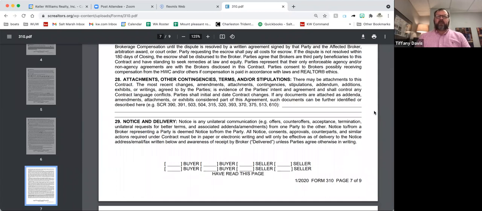Notice and delivery is basically saying notice is any unilateral communication, offers, counteroffers, etc., from one party to the other. It basically says the notice to and from a broker representing a party is deemed notice. So if I send notice to your buyer's agent that it is accepted, and he didn't tell you, but you go find something else and you say, hey, I want to go buy this instead, me having put them on notice means you're under contract. So it is representative to representative.